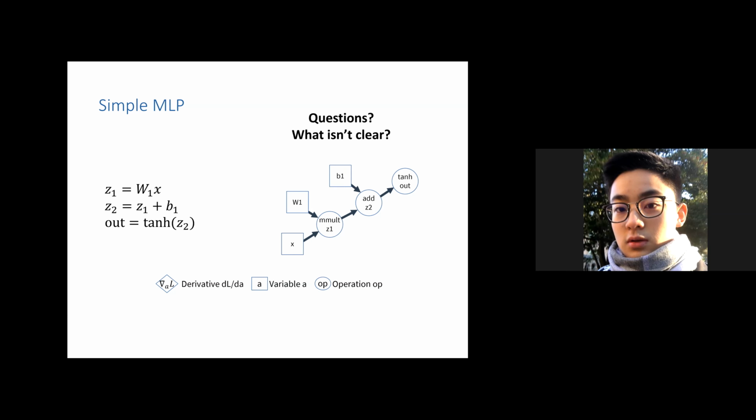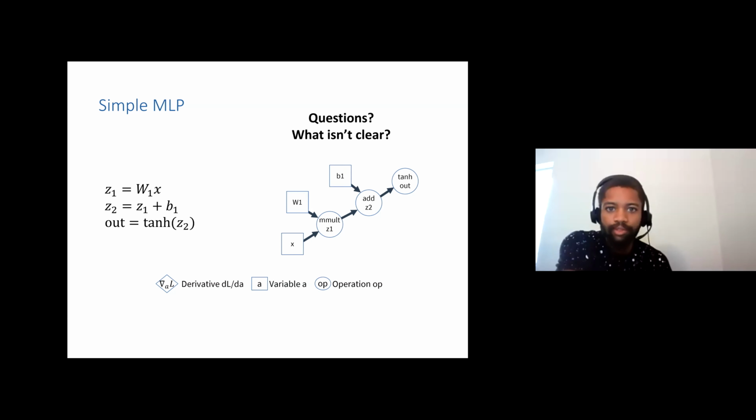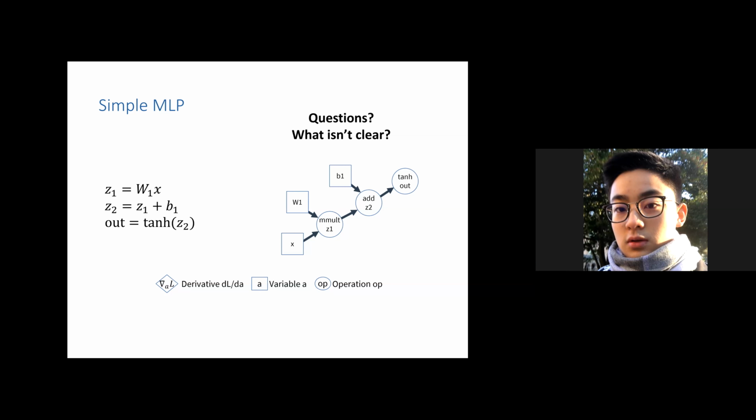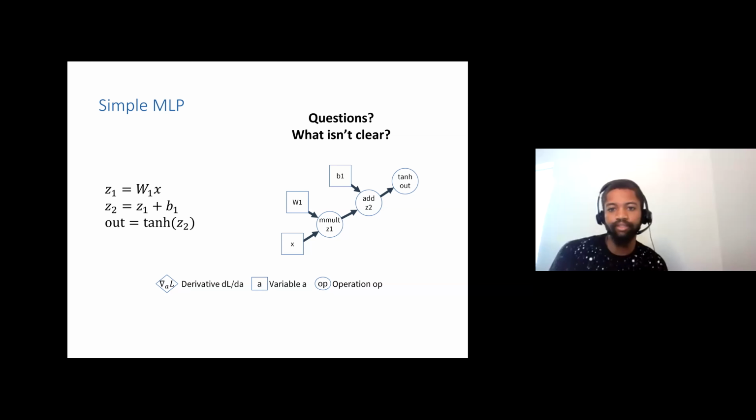So, can you hear me? Yep. I have a question. So in this example, let's say x dimension was k by m, not 1 by m. So the output dimension should be k by m, right? Yeah.